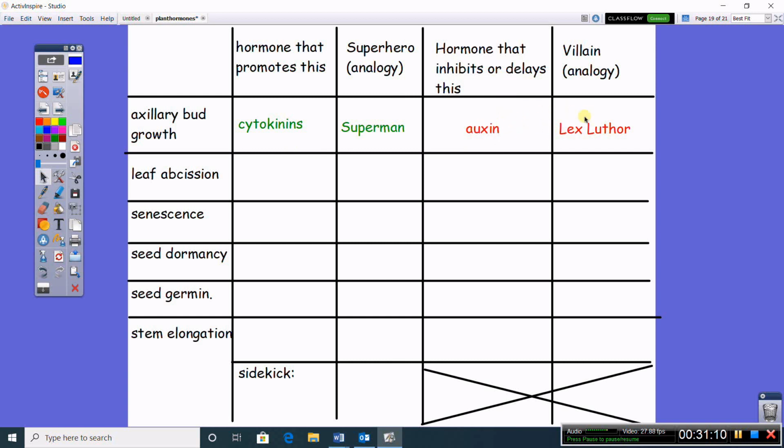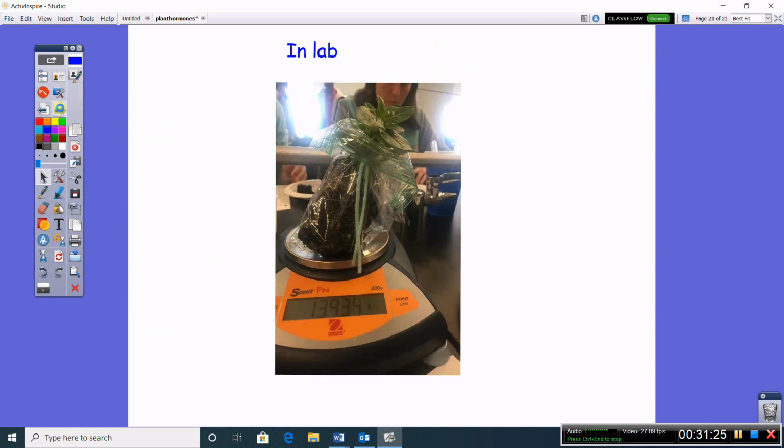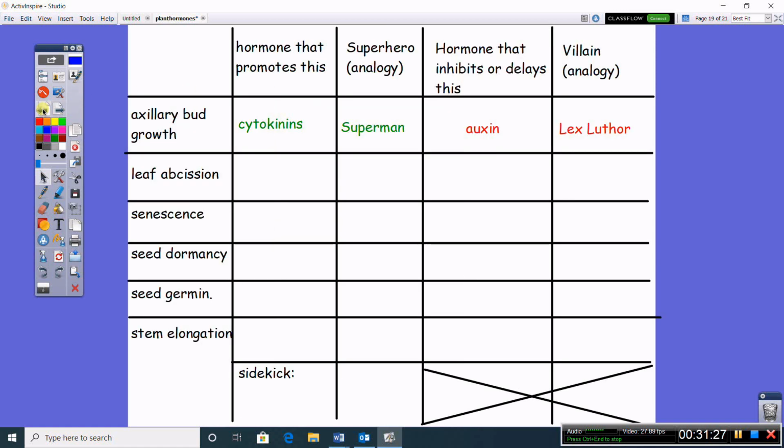What I will tell you is, sometimes auxin is a villain. Sometimes it's inhibiting something. Sometimes it's promoting something. So don't feel like auxin always has to be the same person. You can have auxin be over here and be somebody completely different. But anyway, that's just an idea for you. So don't worry about that.